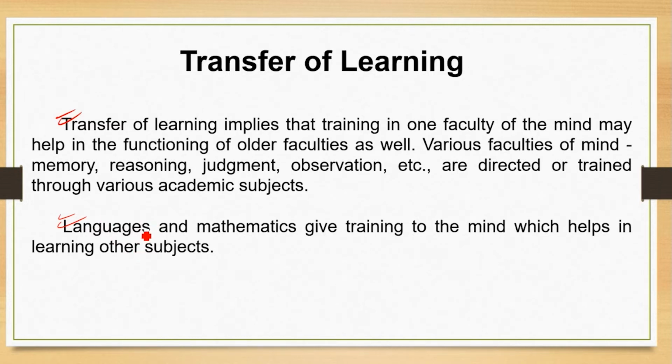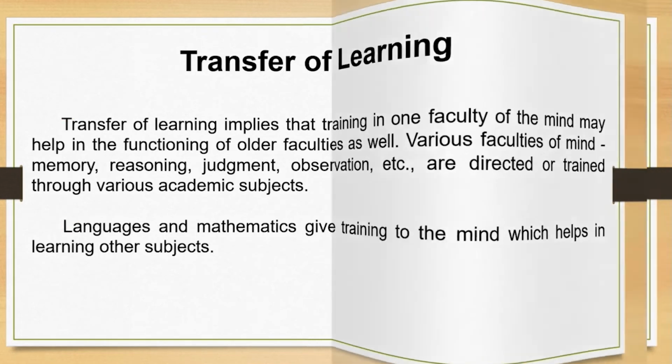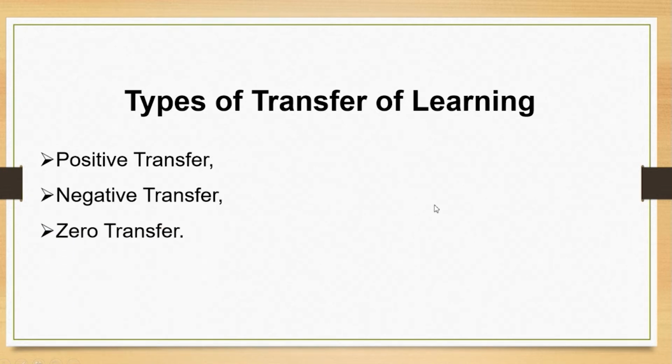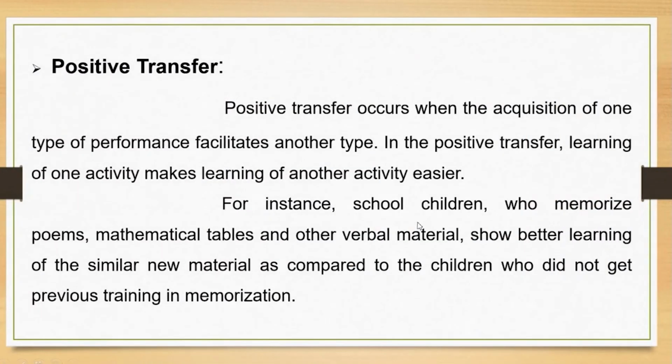Now, all these sentences are very easy to understand. Still, in simple words, transfer of learning is the impact that learning something new can have on something that you already know. So having understood what is transfer of learning, let's see what are the types of transfer of learning. The first one, as you can see, positive transfer, then negative transfer, and then we have zero transfer. First, we'll see positive transfer.